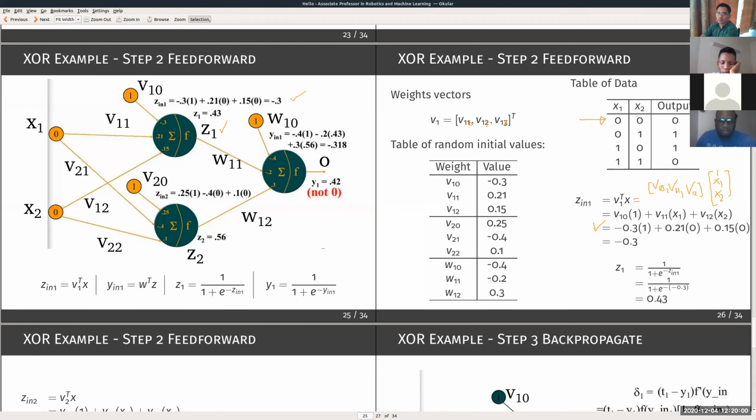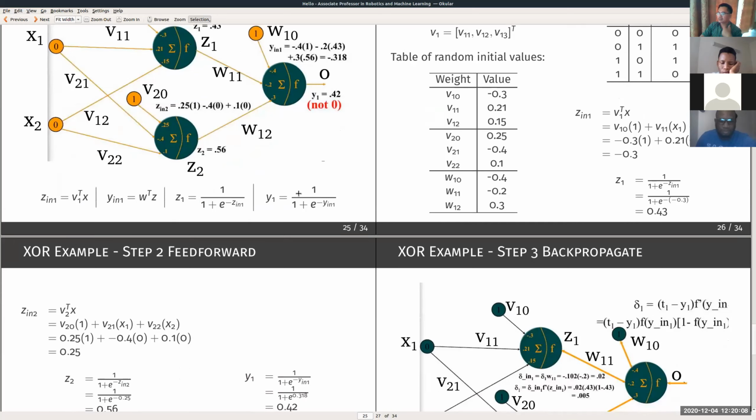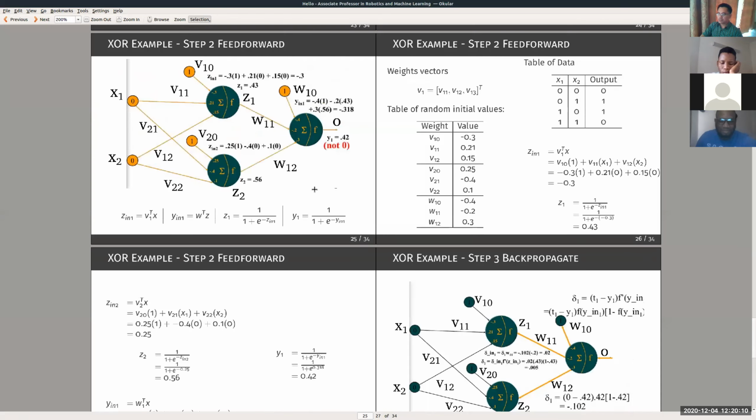Next, we solve for Z2. Okay, the same thing. Let me lower it a little bit. The same thing, we'll have, again, input V2 transpose multiplied. Can you see it? You cannot see it.